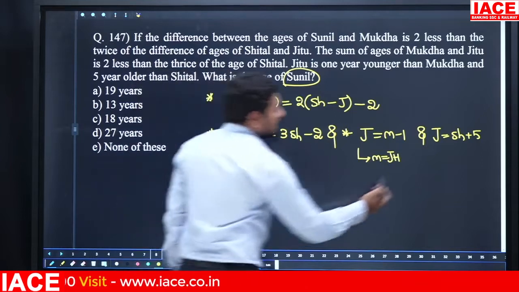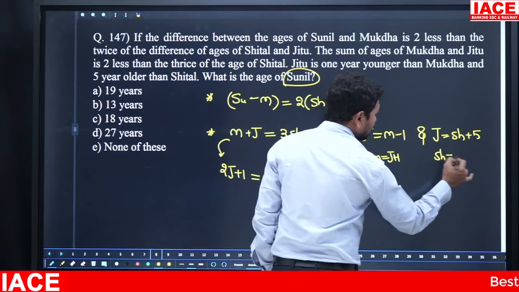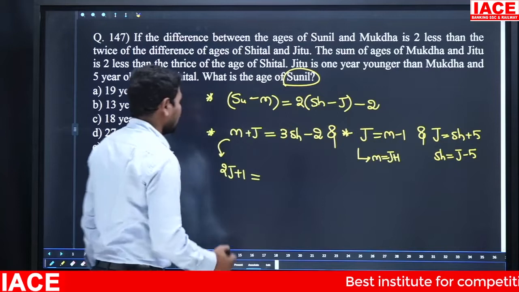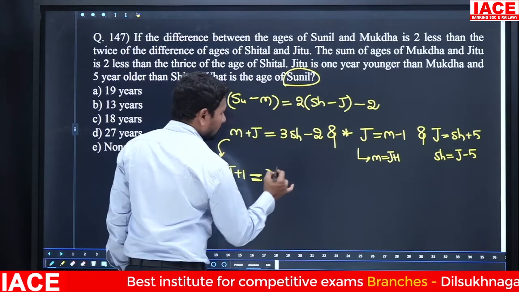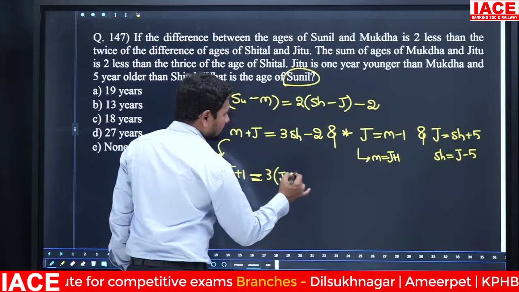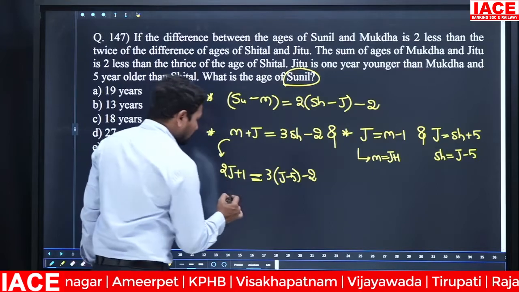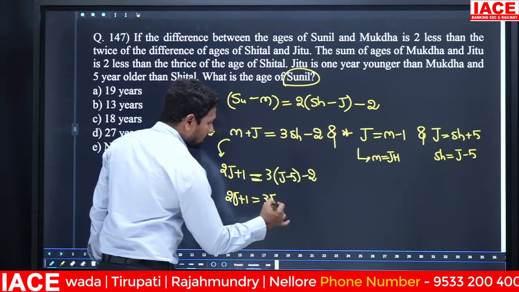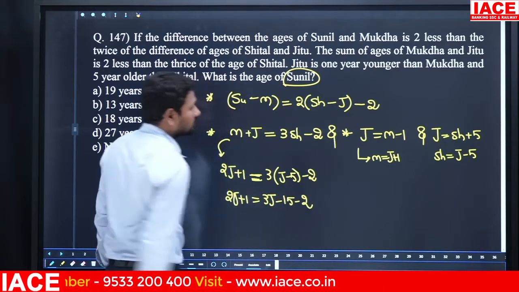In 3SH minus 2, SH is equal to J minus 5. So it becomes 3 into J minus 5, minus 2. Now 2J plus 1 is equal to 3J minus 15 minus 2.